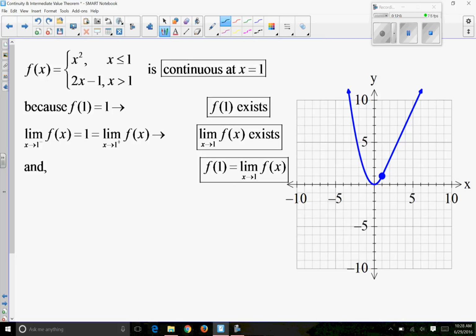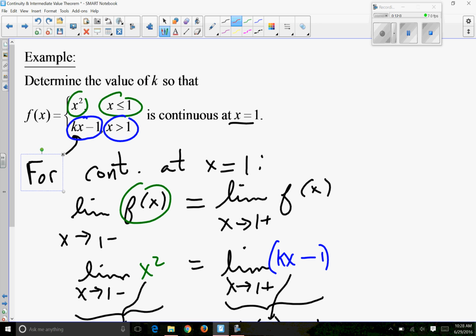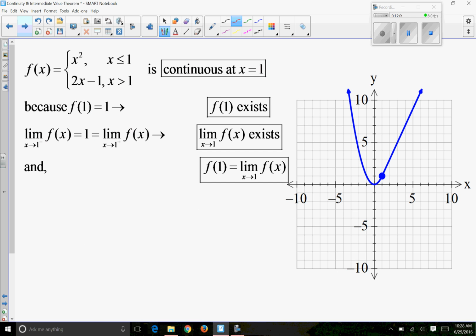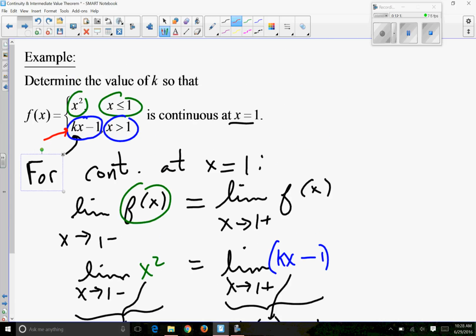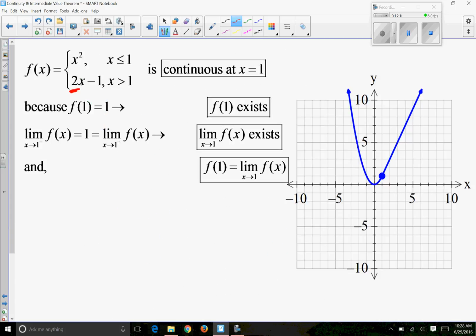If we graph the piecewise function, where in the spot where there was a k, we just found that if we put a 2 there, we get the two pieces here. One piece is a parabola, the other piece is a line, but the two pieces are connected at x equals 1. There's continuity at x equals 1 when we made k equal to 2.